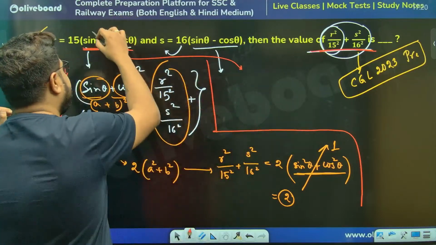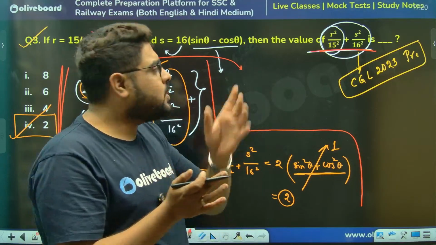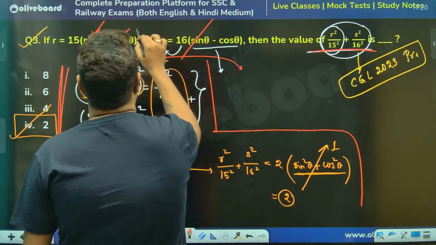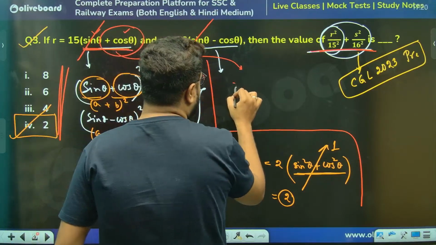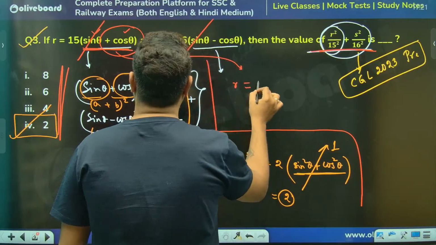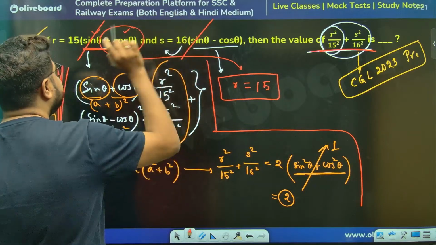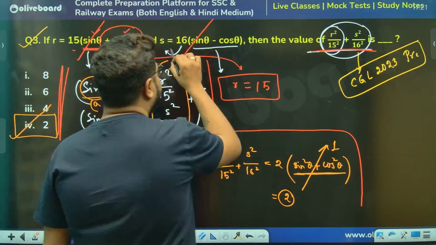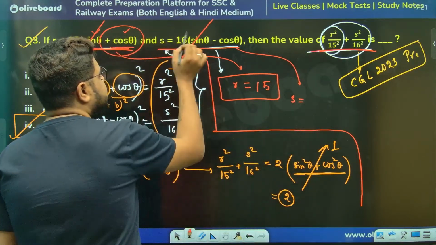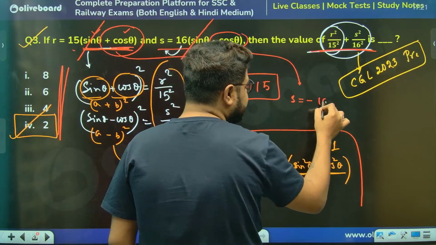But since it is sine and cos, it is easier if I put either 0 or 90. So let's put 0. Sine 0 is gone. Cos is 1. So r equals 15, please understand why: because cos 0 is 1, and 15 into 1 is 15. And from here, s will be, sine theta gone, 16 into 1 with a minus, so it is minus 16.